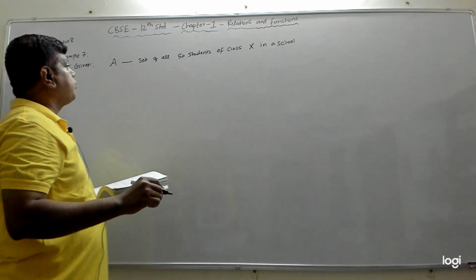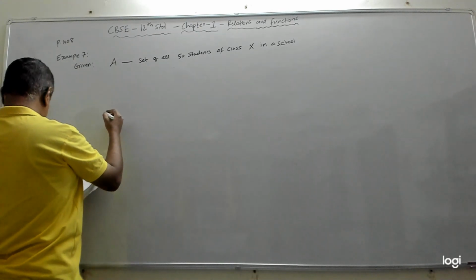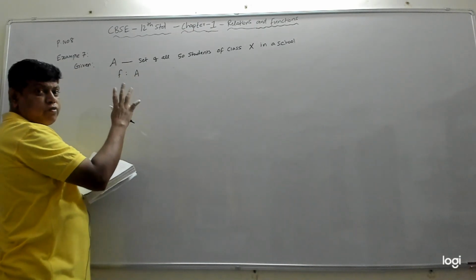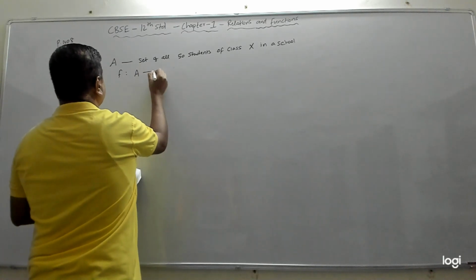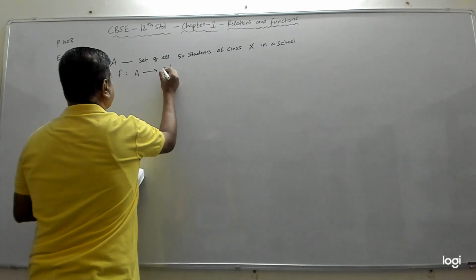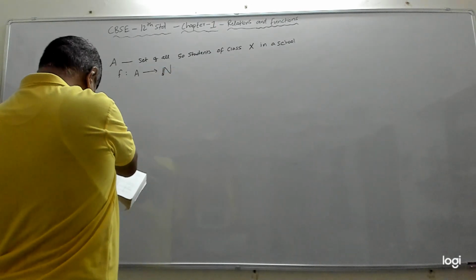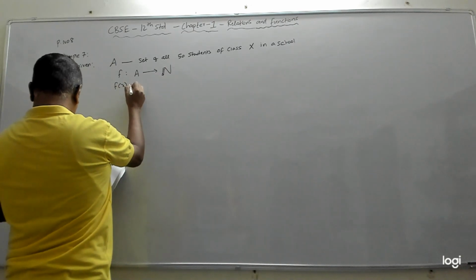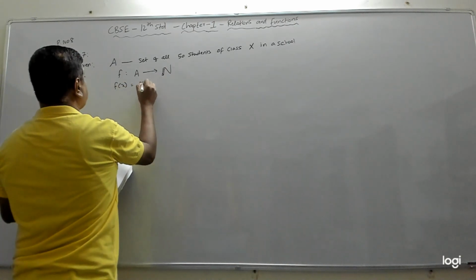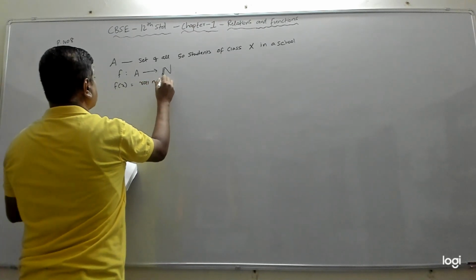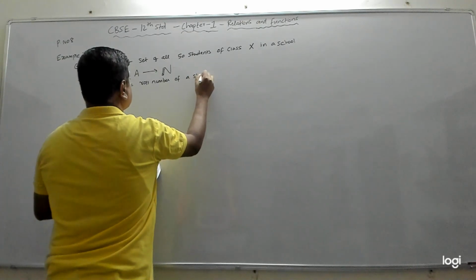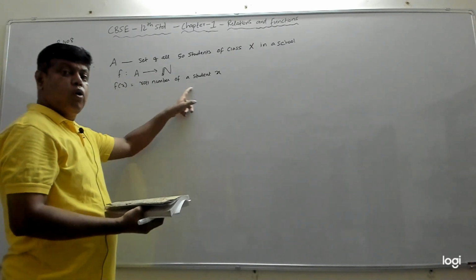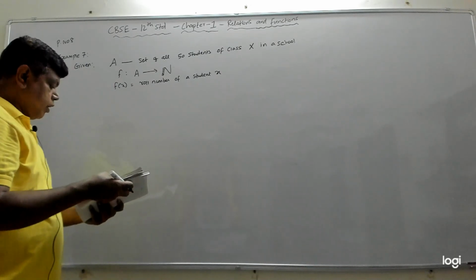The set of all 50 students of class 10th is our A set, and f is a function defined from set A, which is the set of all students, to N, which is the set of all natural numbers, such that f of x is defined as the roll number of the student x. If x is the name of the student, then f of x will denote the roll number of that student.